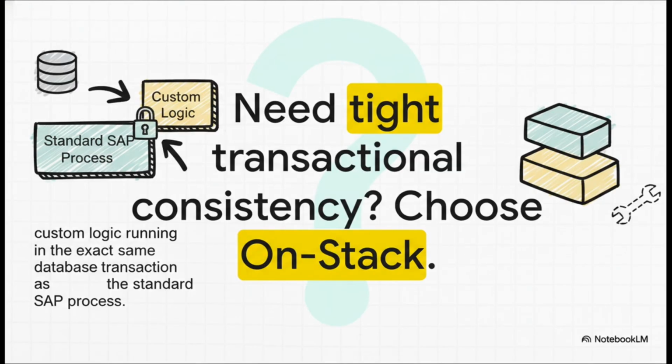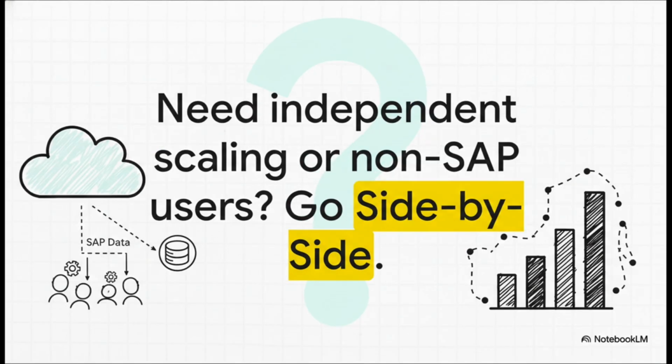Well, it often comes down to a couple of key questions. Here's the first one. Does your custom logic absolutely have to run in the exact same database transaction as a standard SAP process? I mean, like adding a custom check before a sales order saves. If the answer is yes, then on-stack is your world. But what if you're building a whole separate application that just needs to talk to SAP? Or maybe an app for your customers or suppliers, people who would never have an SAP user account. In that case, the side-by-side approach on BTP is your best friend. It gives you so much more flexibility on technology, on scaling, on everything.